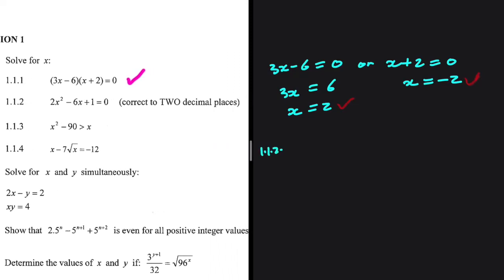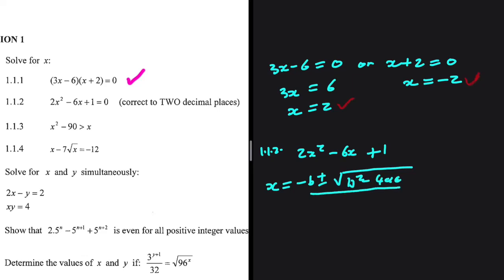1.1.2. We're supposed to solve 2x squared minus 6x plus 1 correct to 2 decimal places. That just tells us that we need to use the quadratic formula. We're going to have x equals minus b plus or minus the square root of b squared minus 4ac, everything divided by 2a. This is the value of a. Minus 6 is b and 1 is c.